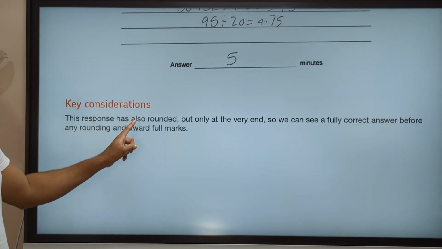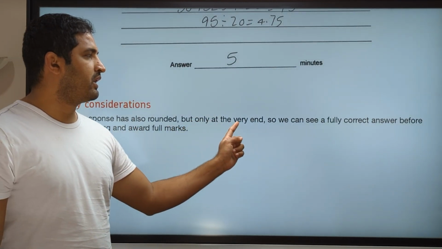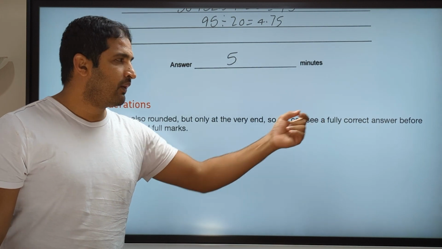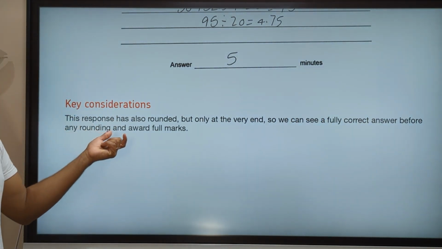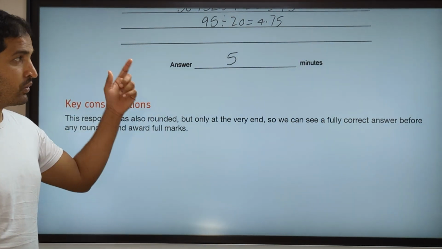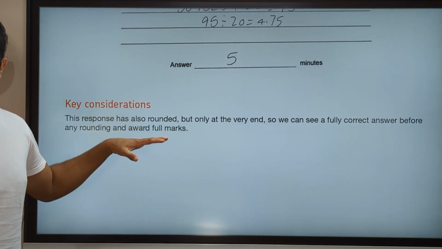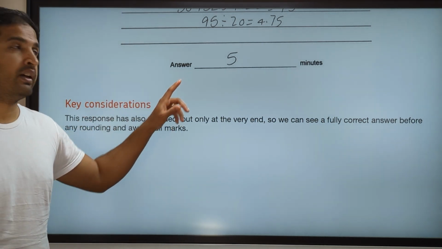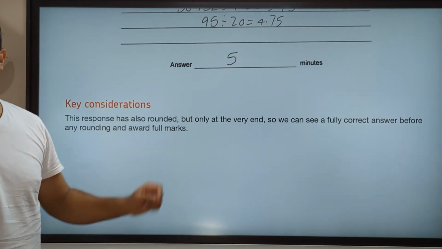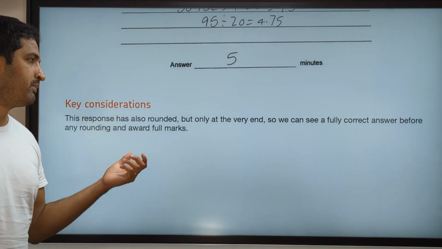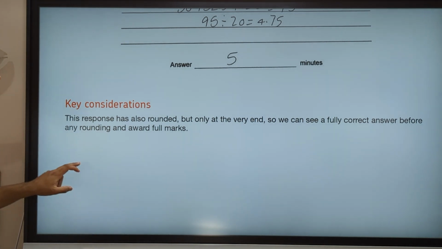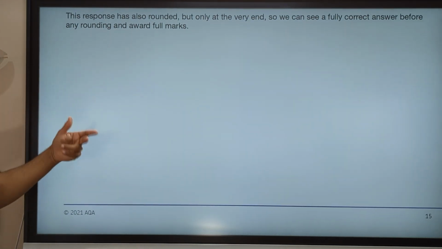The mark scheme says these responses have also been rounded, but only at the very end, so you can see a fully correct answer before rounding and award full marks. So you have to award full marks in this case. Okay, that's the examiner telling me to do that. Otherwise I wouldn't. I would take 1 mark off for rounding that to 5. If the examiner tells me to do that, I will give you those 3 marks. And everyone follows these mark schemes.